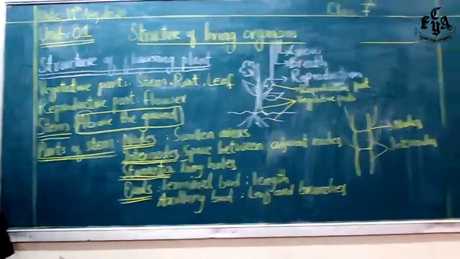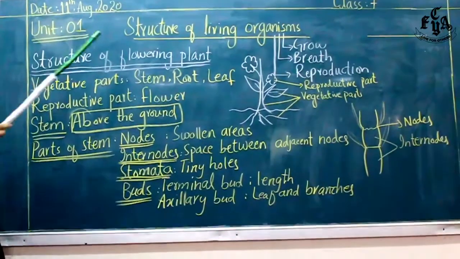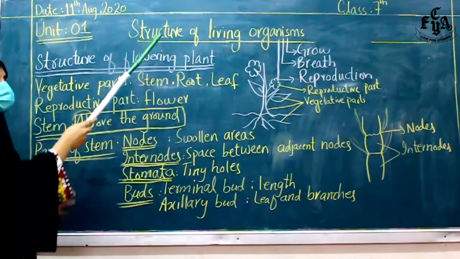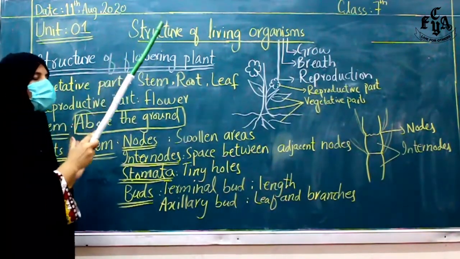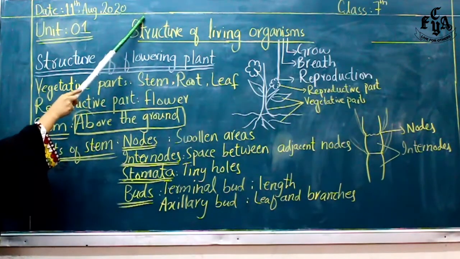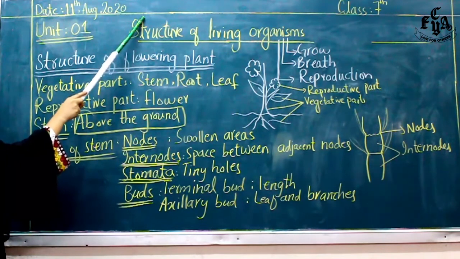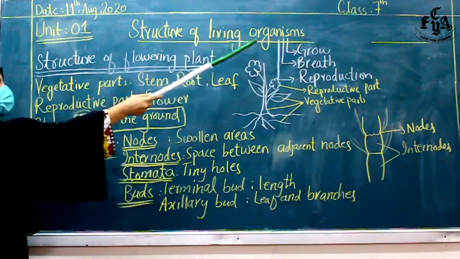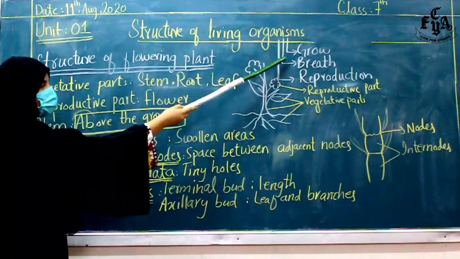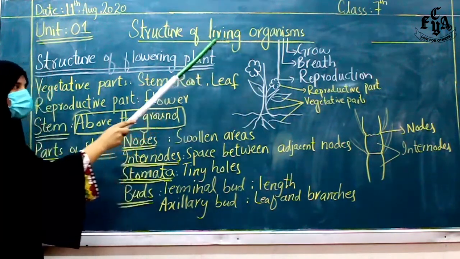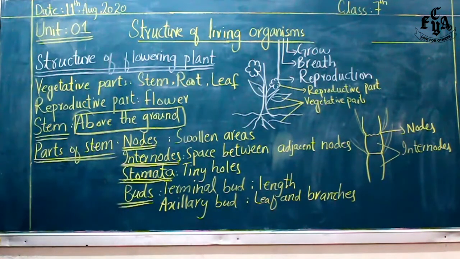The name of the unit is Structure of Living Organisms. As you can see, the structure of living organisms covers all living organisms like plants and animals. Structure is actually the shape of the organism and their body parts, while living organisms are those creatures which have the ability to grow, to breathe, and to reproduce. If any creature has all these abilities, it will be known as a living organism.